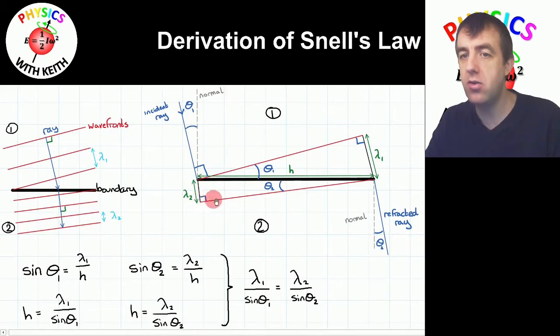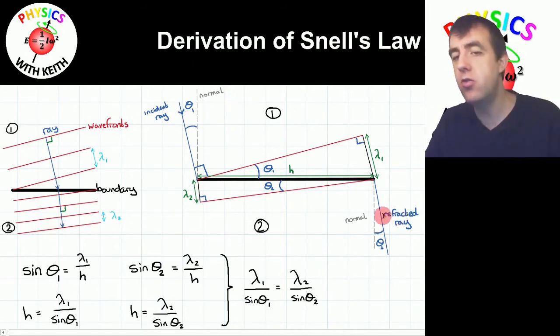And these triangles share a hypotenuse, which I've labelled here h. This shows why it's so important to always measure your angles of incidence and angles of refraction from the normal. That's part of the derivation of this equation that we're looking at today. So we can use our knowledge of trigonometry to write an expression.